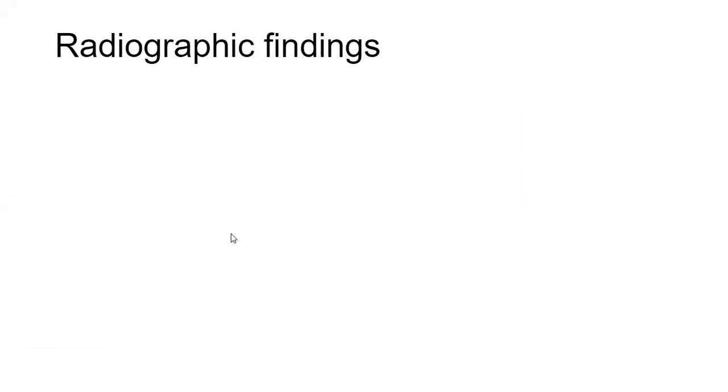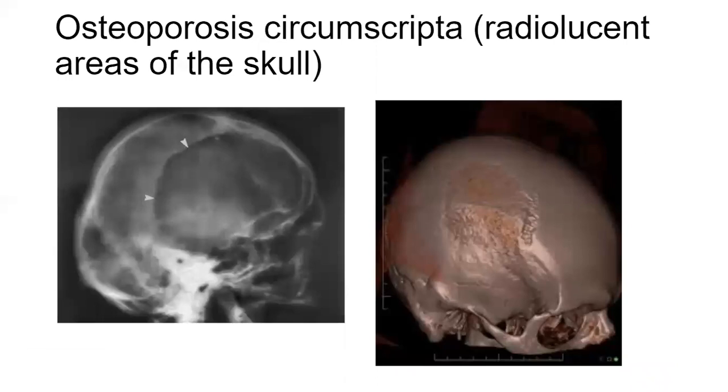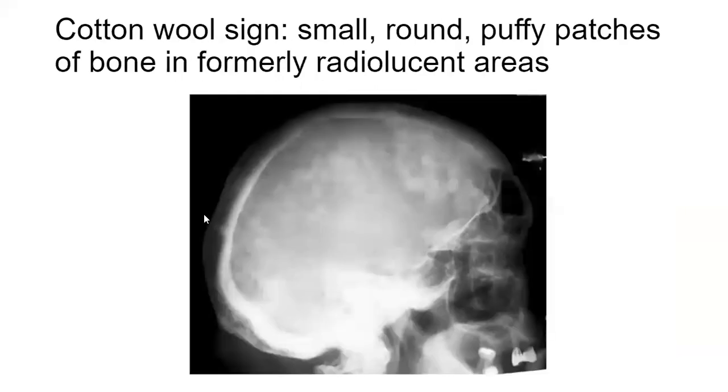Radiographic findings, I've already shown you some, but these are kind of interesting. Osteoporosis circumscripta, radiolucent areas of the skull, because we've replaced part of the skull with irregular, weaker bone. So it looks like this on x-ray. This still has bone here, it's just weaker bone that has replaced the regular bone. Okay, the cotton wool sign, you can see how we have areas here because, once again, we've replaced some of the bone with weaker bone. And the weaker bone shows up almost like this cotton wool appearance. Sometimes you'll also see bone sticking up from the top of the skull.